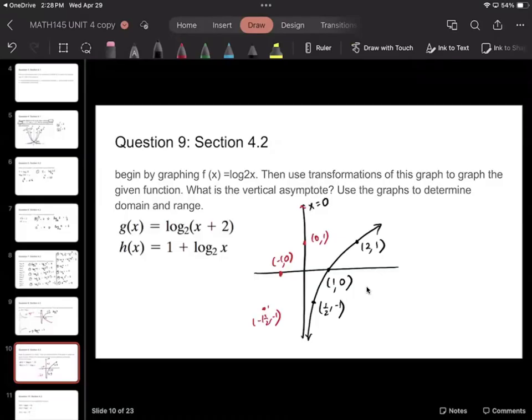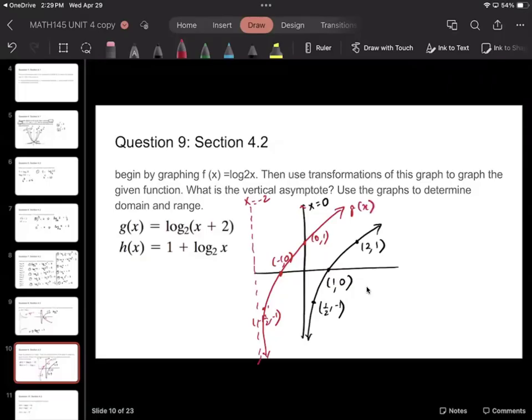So that was the vertical asymptote. Now my vertical asymptote has moved 2 units to the left. So my new asymptote is here, x equals -2. And my graph is like this. So this is G.